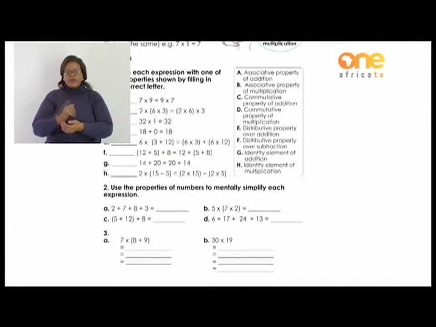Go to number 2. Use the properties of numbers to mentally simplify each expression. So what we are going to do here is, you don't need to show me your work here. You have to do it in your head. For example, we have A. I think I have done A on the chalkboard. So what must you do there, so that you can just give the final answer?